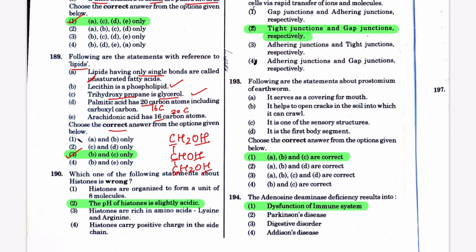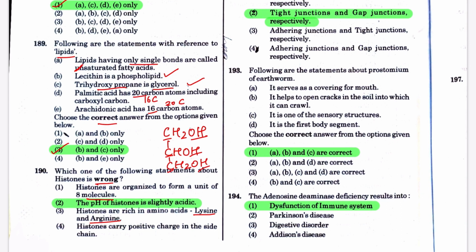Okay, right. So 190. Which of the following statements about histone is wrong? We know histone is made up of 8 molecules, right? So we call them histone octamers. And histones are rich in amino acids like lysine and arginine. Lysine and arginine are basic amino acids. Okay, and histone will carry positive charge in the side chain. So obviously if they are basic amino acids, they will carry positive charge.